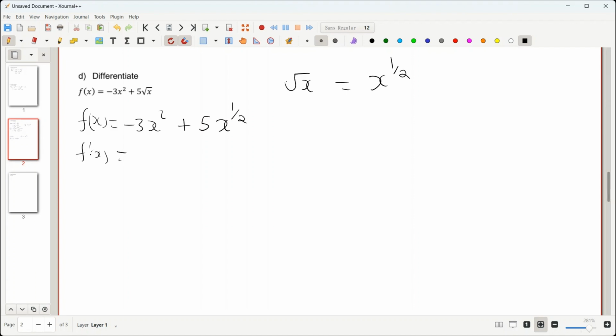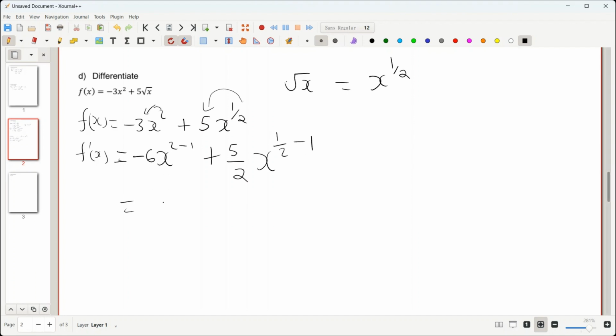Now the derivative for f of x will be, we apply the derivative laws. So your 2 here, which is your exponent for x, will multiply with your negative 3 here. So you'll have minus 6, and then we need to remember to minus 1 each and every time. And then also for the second term here, we have to the power half. So this half here needs to multiply the 5 here. So we'll have 5 over 2. And each and every time we need to remember to minus 1.